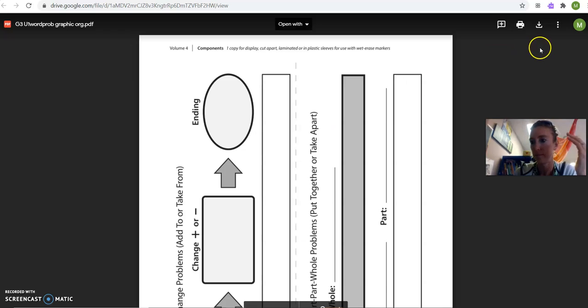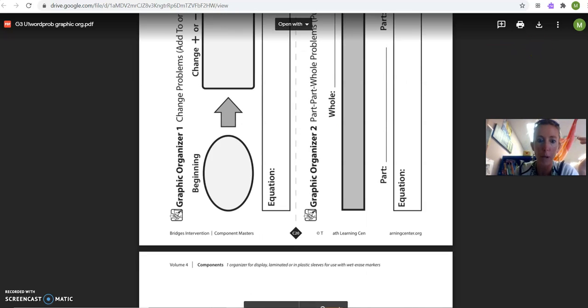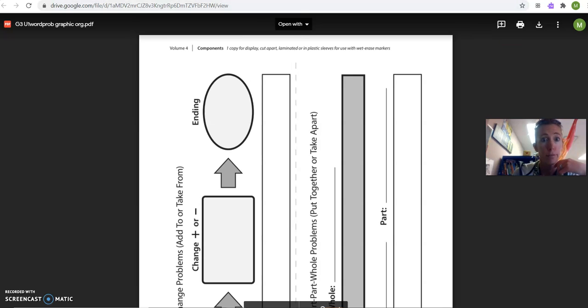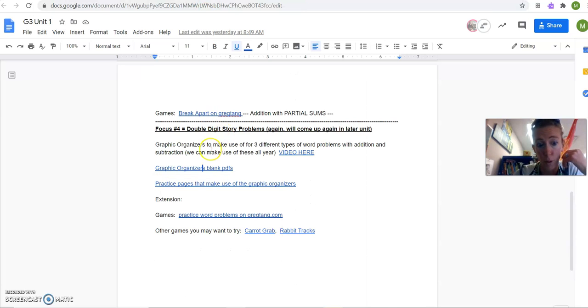those pocket things so they can write on them with a whiteboard marker. Maybe you like that. Or you just print a lot of copies of them for kids to fill out if you want to use them. And then these practice pages are ones that actually make use of the graphic organizers. So they're actually from the intervention materials that I picked out.